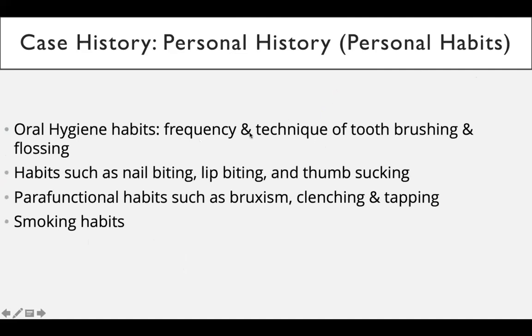So now personal habits are important, because as you know, some patients smoke. It can cause pigmentation of teeth, and some patients use illicit drugs and they do not take care of teeth. They avoid toothbrushing and flossing. That is related to oral hygiene habits, and that's why it is related to personal history, personal habits. And some patients have habits of nail biting, lip biting, thumb sucking, related to the oral cavity. Parafunctional habits like bruxism, clenching and tapping, seen in children. And then smoking habits, these are all related to the personal history.